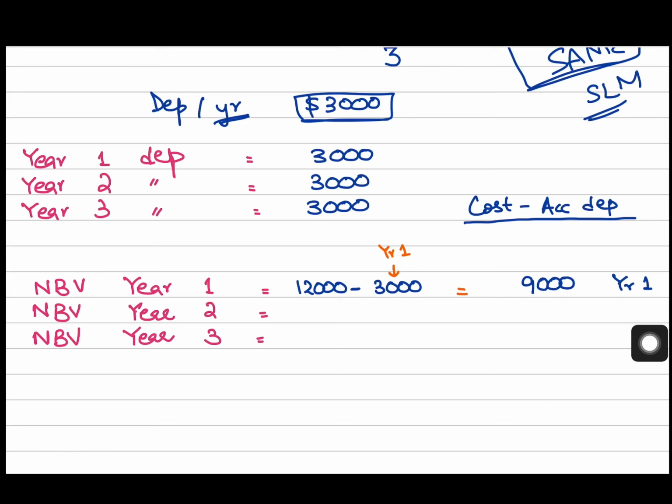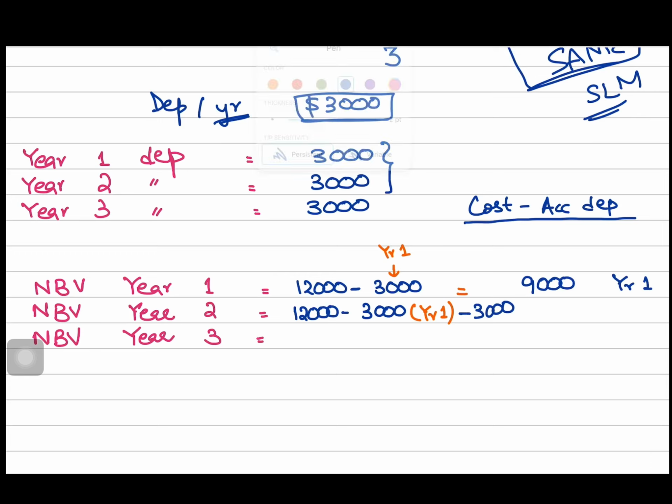Now in year 2, same formula, cost less accumulated depreciation. Now by the end of year 2, our asset, that is our building, has been depreciated by 6,000 in total, not just 3,000. It was for year 1 only. So 12,000 less 3,000, which was of the first year, and then again less 3,000 for the next year, and that is for year 2.